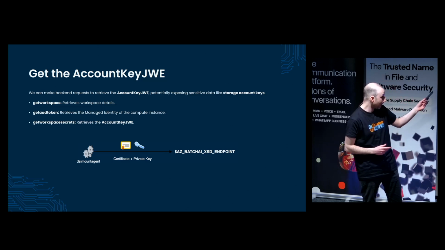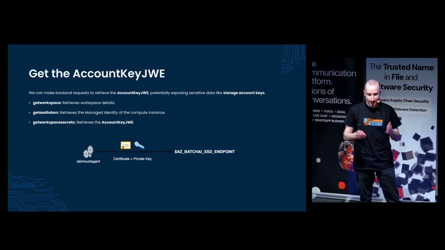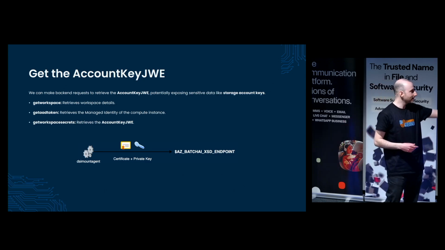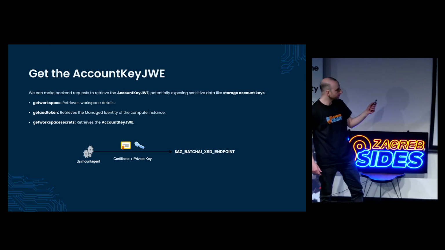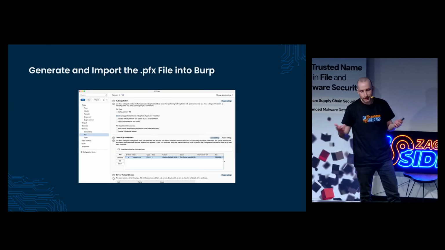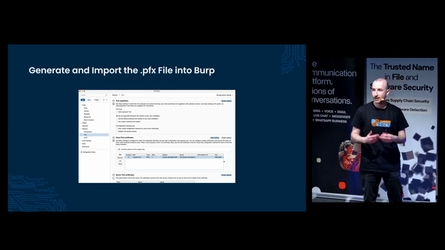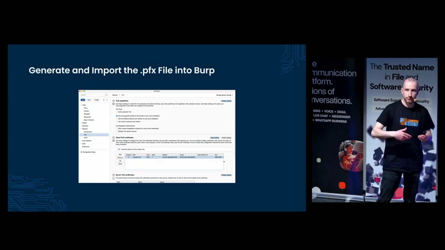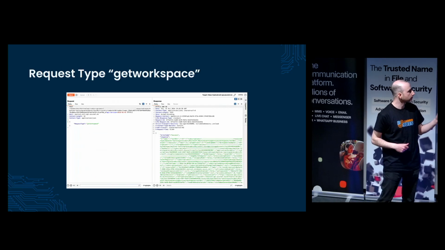With the last method, you can retrieve what is called the account key JWE. What is this stuff? This is basically the encrypted storage account access key. Okay, so inside this, you find the storage account access key. So what I did was, okay, I took the PEM file, certificate and private key. I generated a PFX file. I imported it into Burp, and now I can authenticate, right? It's a client-side certificate authentication.